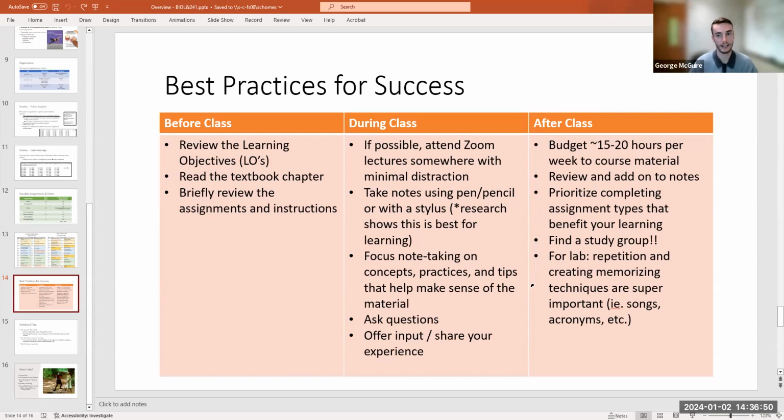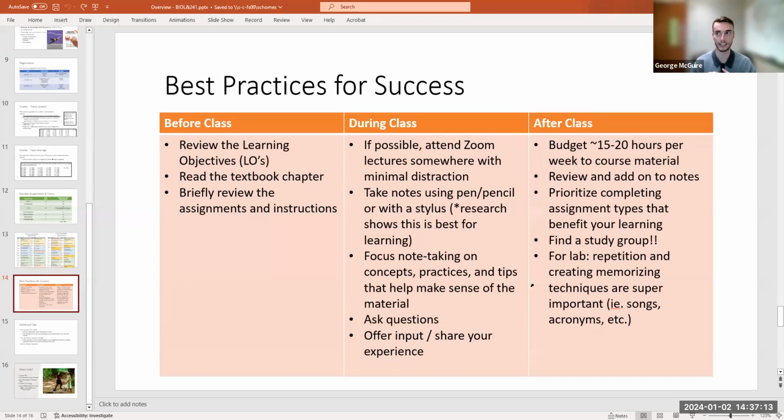While in lecture, try to focus your note-taking on larger concepts, practices, and tips. So more of what I'm saying or what other students are sharing, rather than trying to write down every single thing that's on the slide. Right? You guys have access to these slide decks. Whenever you need that information, whenever you need that bullet point, you can pull up this PowerPoint at any point that you want. You can pull these slides at any point.